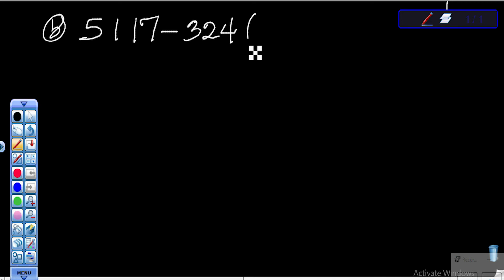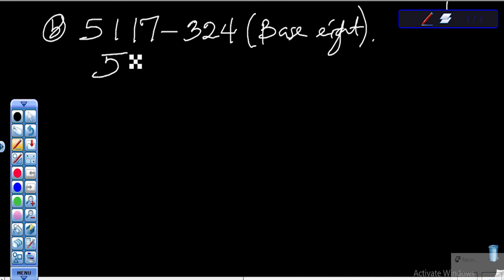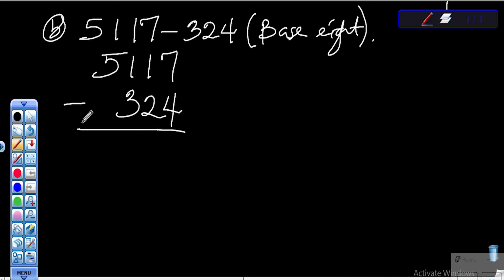So the second question I would like to talk about is 5117 minus 324. You have to operate this in base 8. That's the instruction given by the examiner. The examiner says you should operate this in base 8. 5117 minus 324. Some part of it is very simple.